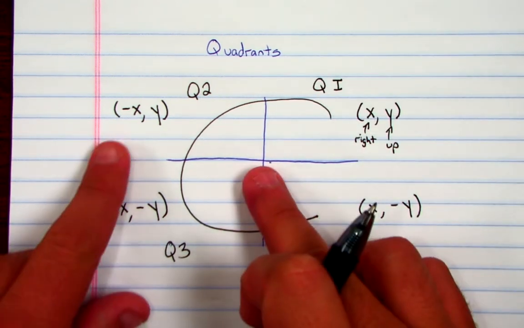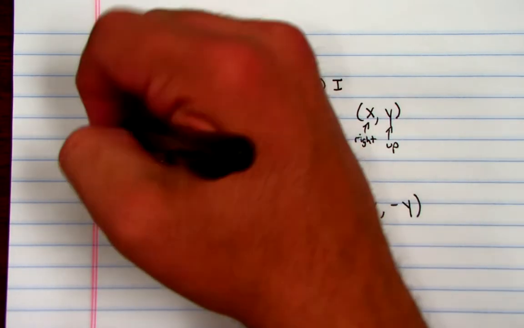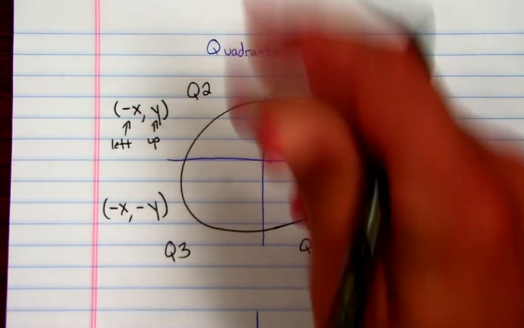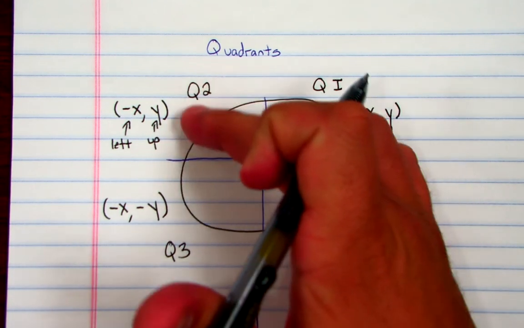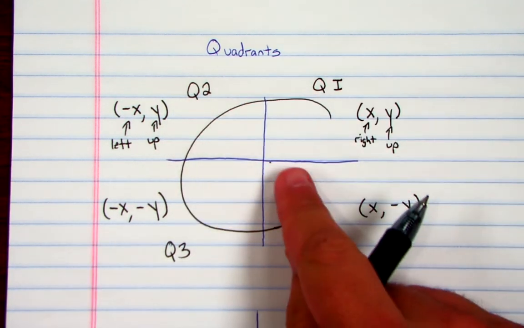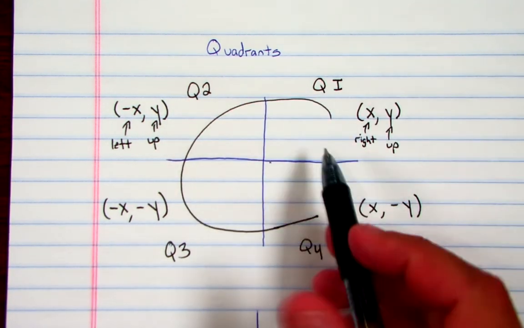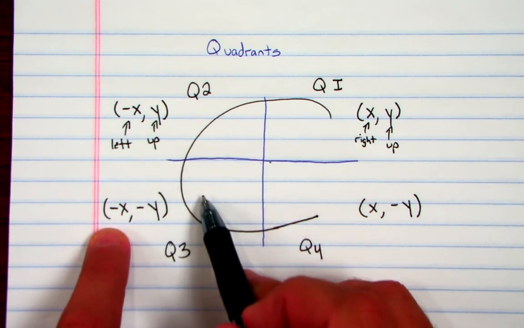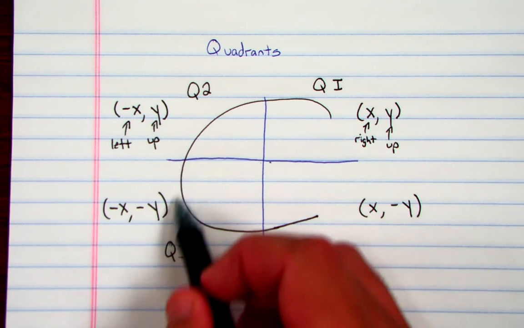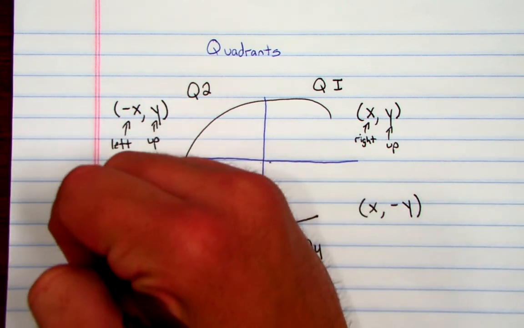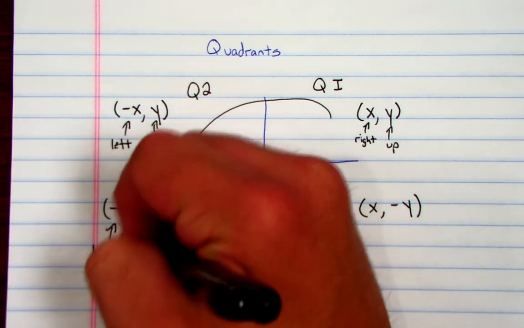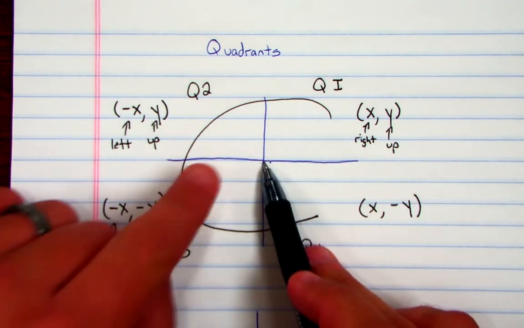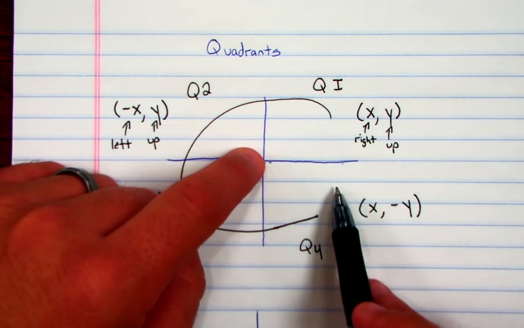From the origin in quadrant 2, you went to the left, and then you went up. So that point is somewhere here in quadrant 2. From the origin, which is 0, 0, right here in the middle, they went to the left and then down. The point would be in quadrant 3. So this is left and down. And then from the origin, in quadrant 4, you went to the right and then down.